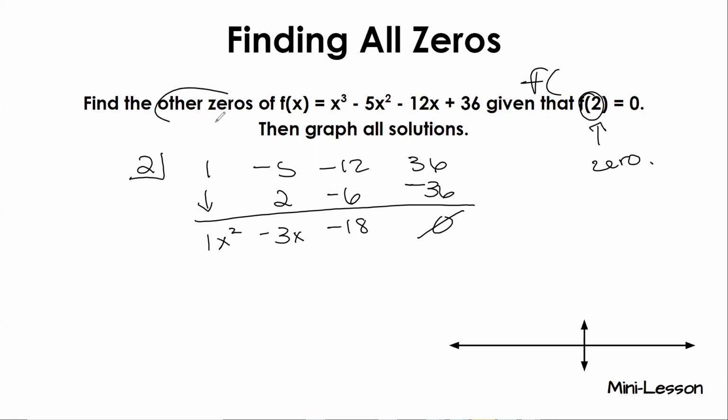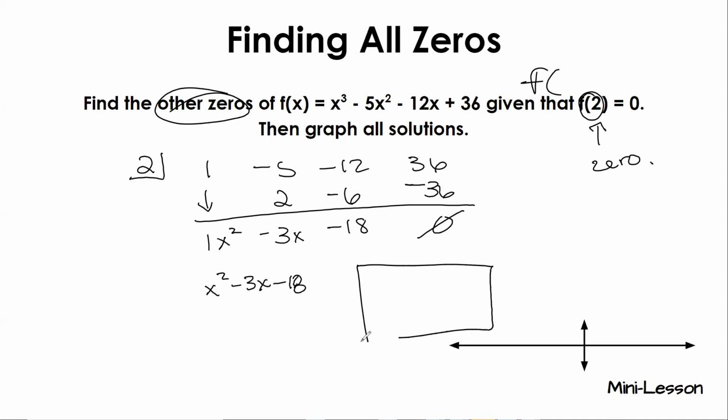Now, it wants us to find the other zeros. So we're going to factor x squared minus 3x minus 18. We can use the big X method, or we could use the box method. It depends on what you want to do. Okay, so you want to do the box? Let's do the box.